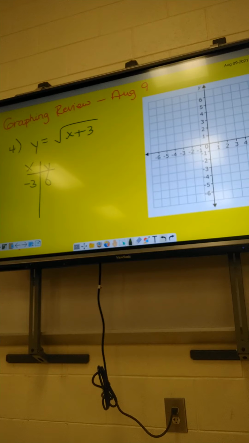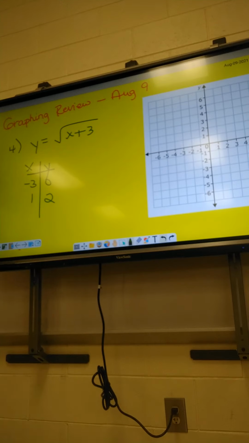All right, another one, let's see. I want to plug in something to give me a 4. So 1 plus 3 is 4, right? So I'm going to plug in a 1. 1 plus 3 is 4. What's the square root of 4? 2. Let's plug in one more.